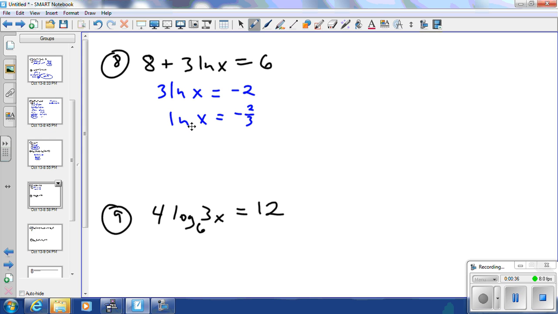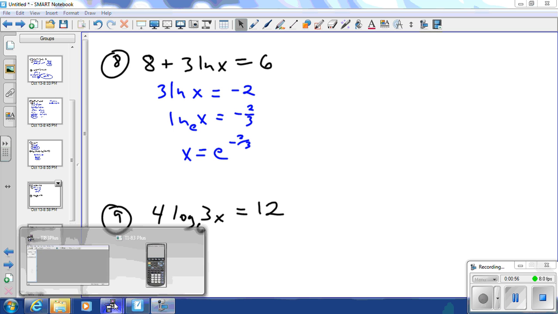And don't forget, this is base e, right? So this converts to e to this power equals that number. So if I'm interested in what x equals, x is going to equal e to the power of negative 2/3.